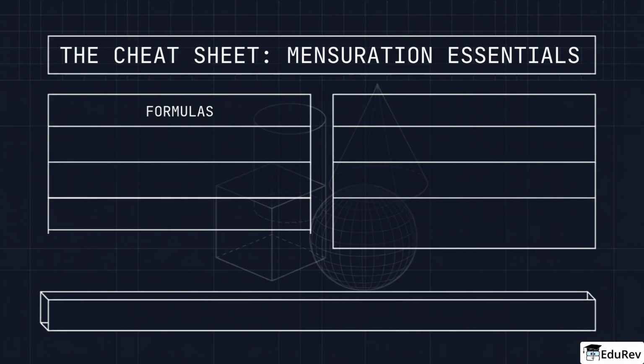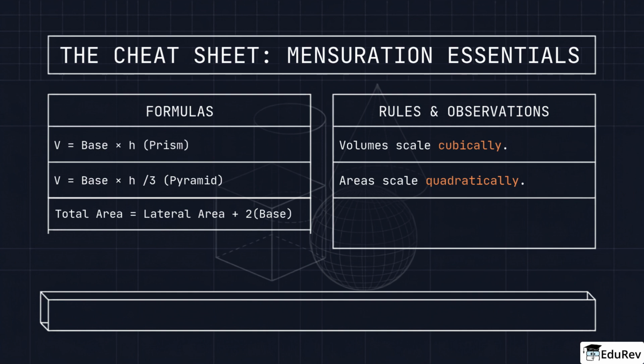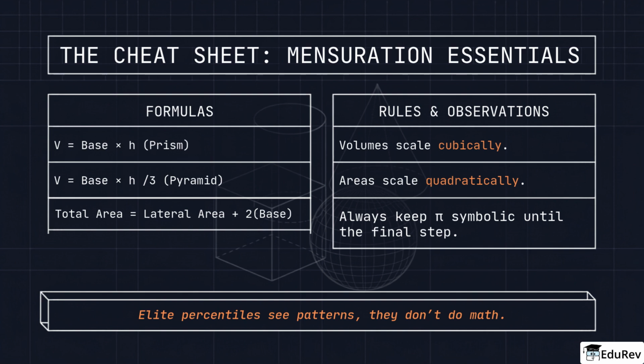This cheat sheet is the kind of revision page you want to come back to again and again. The formulas are compact, the observations are powerful, and the big exam habits are clearly stated. Volume scales cubically, area scales quadratically, and pi should stay symbolic until the final step. That final reminder is especially useful because premature approximation often creates avoidable errors.